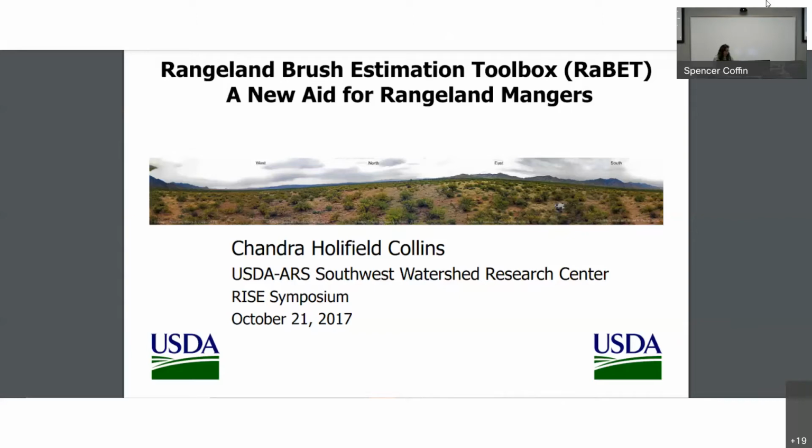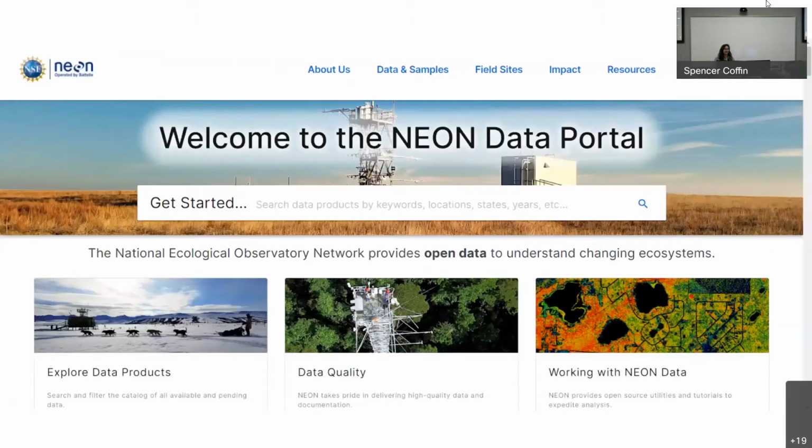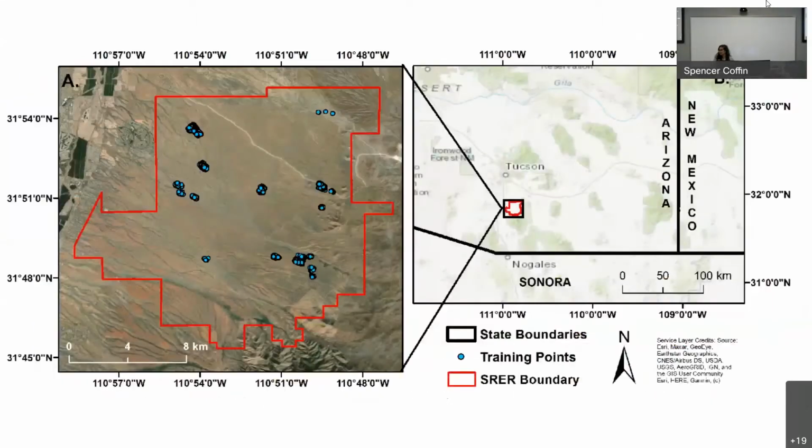So I start off with NEON. NEON has all of these areas throughout the Western U.S. where they have long-term studies. I used their hyperspectral and their LiDAR data. My first plot is in the Santa Rita Experimental Range. Their hyperspectral is 400 bands, and they have LiDAR for the entire area.